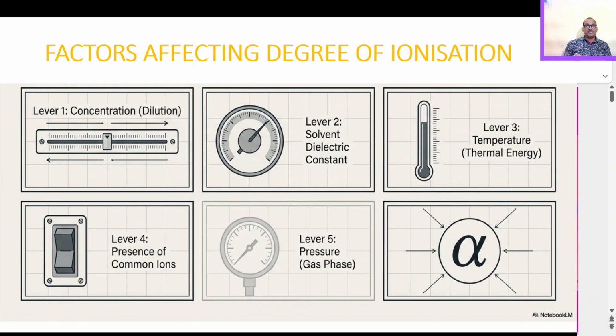So now we'll discuss the factors affecting the degree of ionization. First is the concentration, second is the dielectric constant of the solvent, third is the temperature, that is thermal energy, fourth is the presence of common ions, and fifth is pressure in the gaseous phase. This alpha is called the degree of ionization.